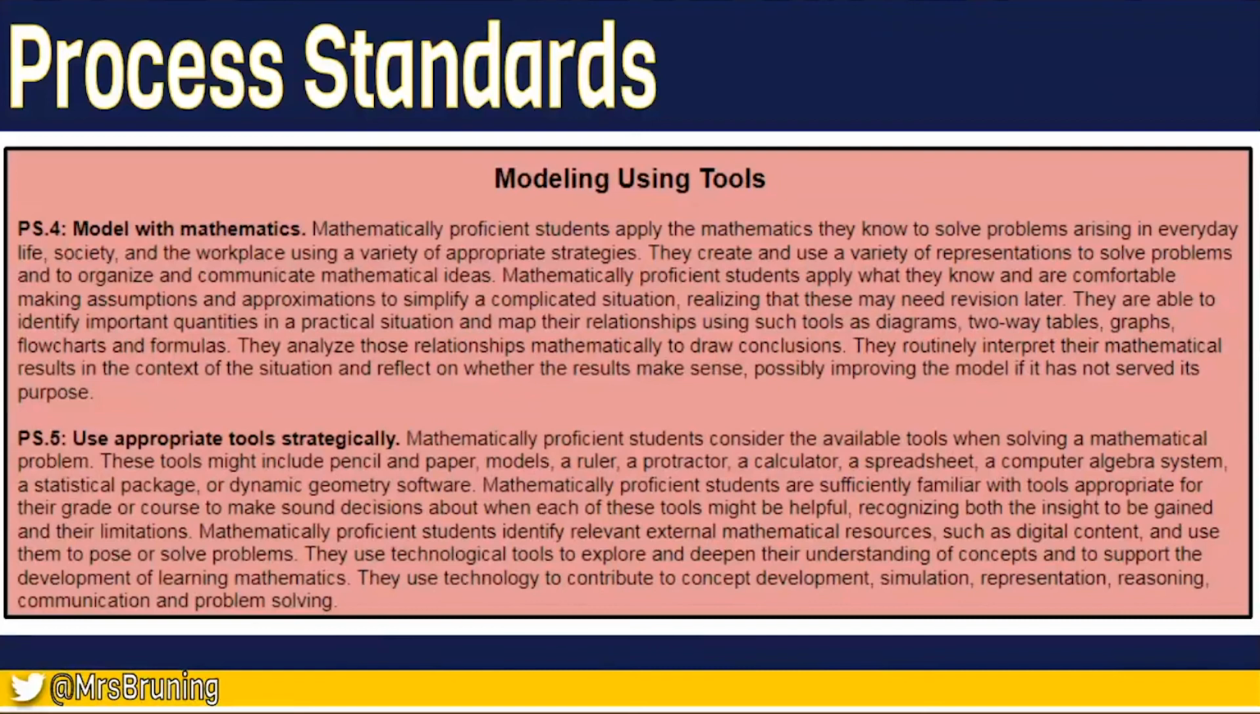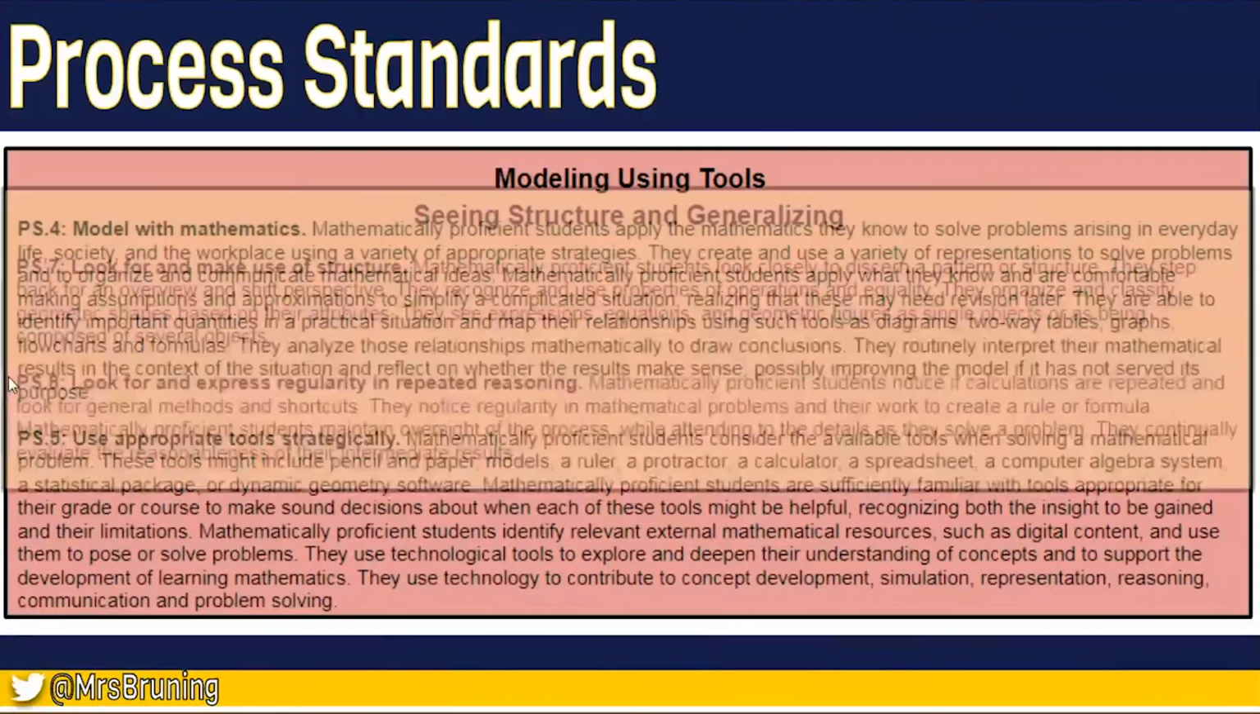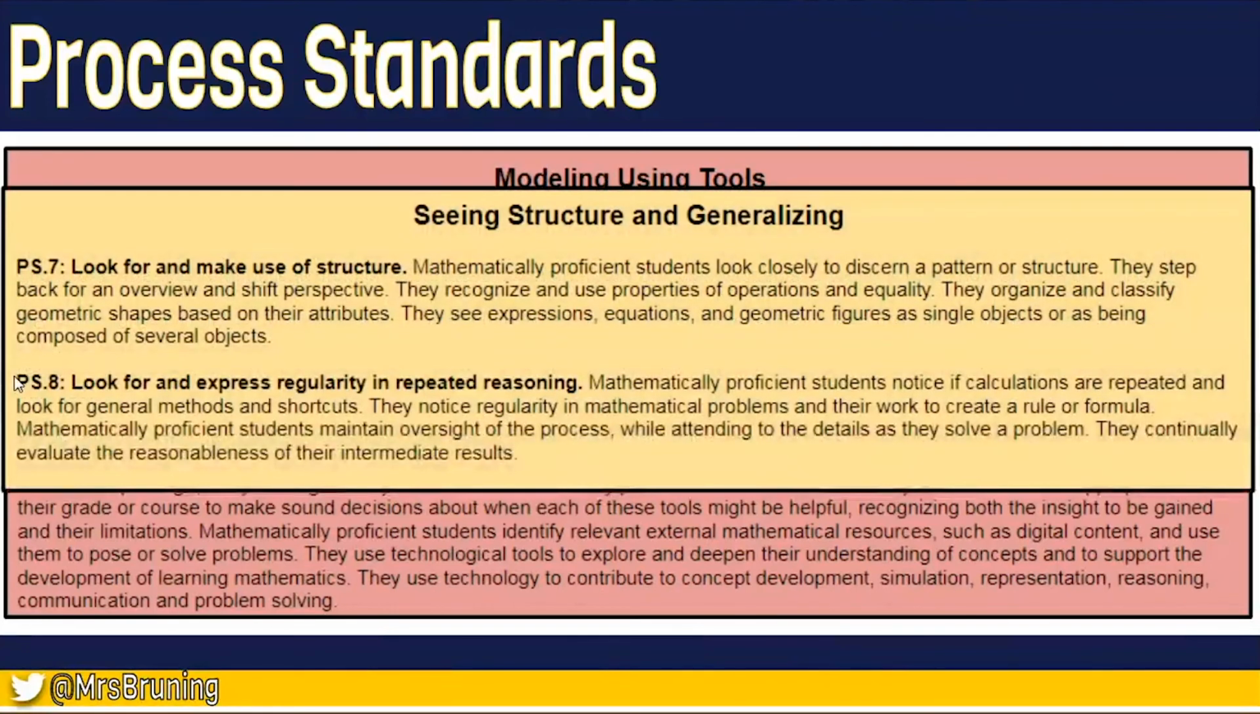In seeing structure and generalizing, Process Standard 7 describes mathematically proficient students who look closely to discern a pattern or structure. Area models and the tabular method are all about patterns, and that starts back in kindergarten. Understanding patterns in math is required for students to be able to proficiently organize mathematical information.